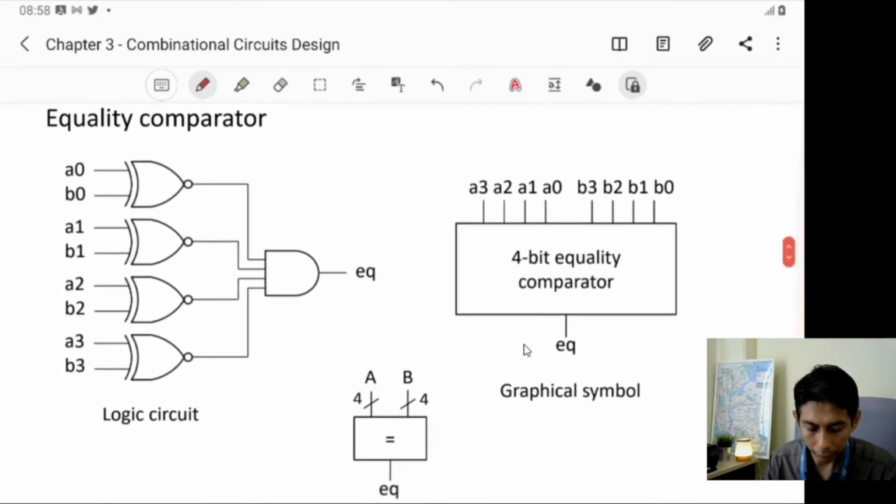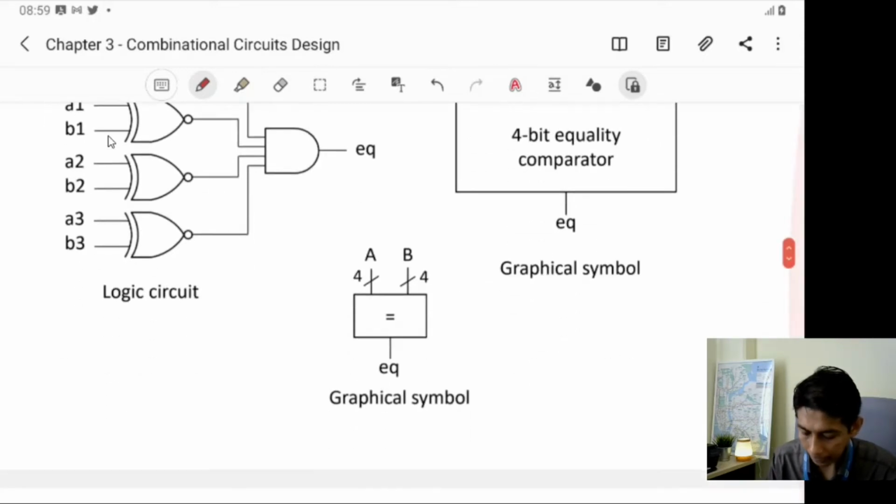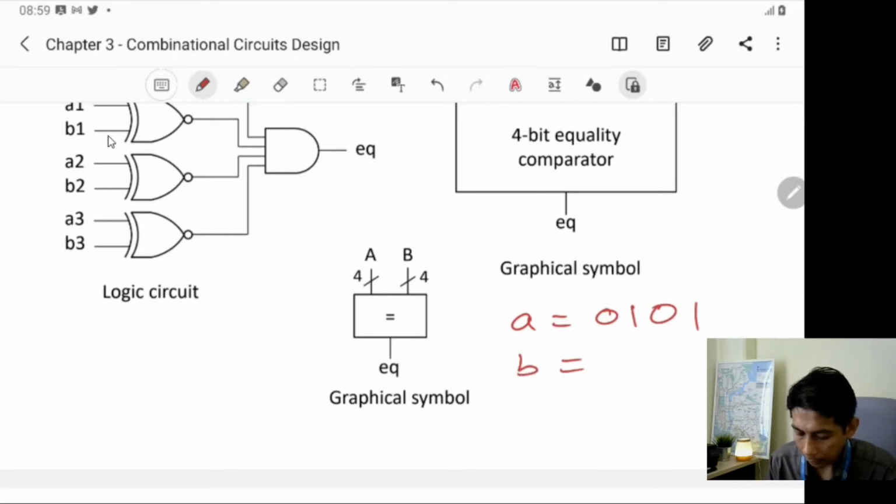If we want to compare bigger data, for example 4 bits in this case, we can have something like this. We compare bit by bit. So we have A0 and B0, and we compare. For example, A is 4-bit 0 1 0 1, and B is 4-bit 0 1 0 1. So we compare each bit one by one.